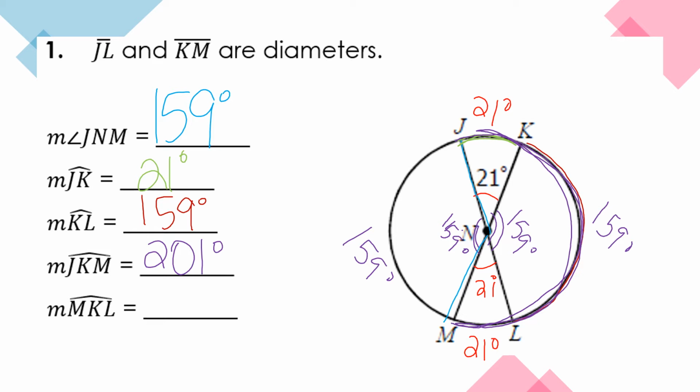And then the last arc we're looking for is MKL. So we're going to start at M, then go to K, and then go to L. We're going to end at L. So that is the entire circle except for ML. So you can either do 360 minus 21, or you can add 159, 159, and 21. And that will get you 339 degrees.